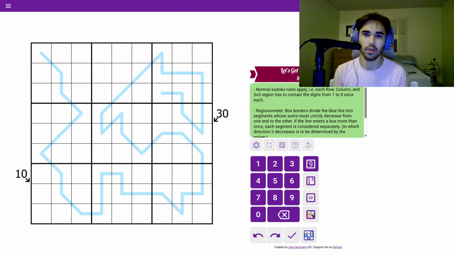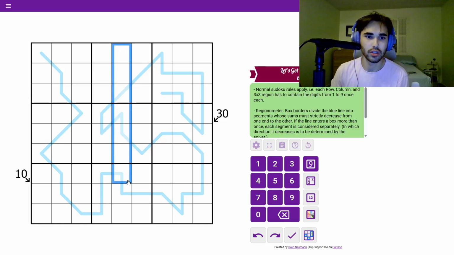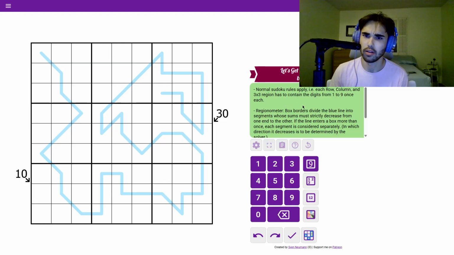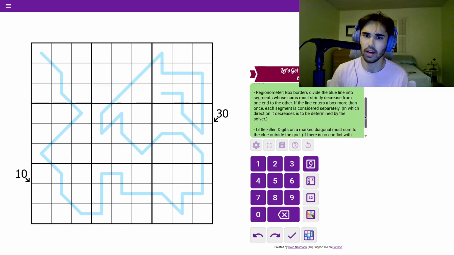So we have normal Sudoku rules apply. Each row, column, and 3x3 box has to contain the digits 1 to 9 once each. So those are just some examples that I'm highlighting. And then the region borders divide the blue line into segments whose sums must strictly decrease from one end to the other. If the line enters a box more than once, each segment is considered separately, and in which direction it decreases is to be determined by the solver.